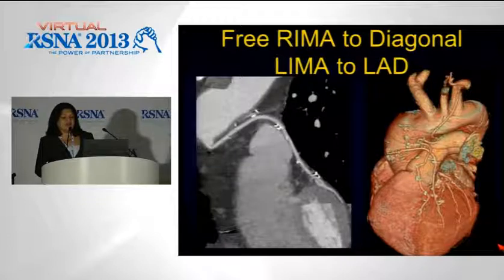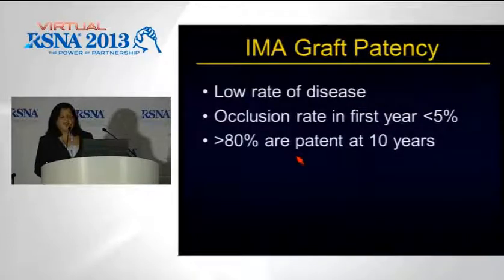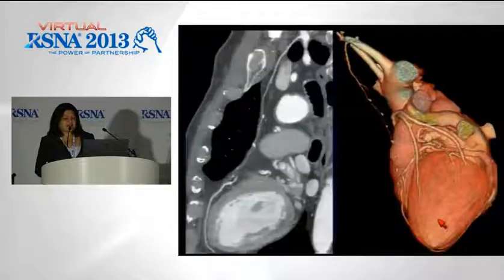But I have seen this happen in patients where when the LIMA is occluded, they can use a RIMA branch. The downside of this in patients that are diabetic is that when you're using both internal mammary arteries, diabetic patients can sometimes develop necrosis of the sternum. So they don't usually like using both internal mammary arteries. So the internal mammaries have a low rate of disease. The occlusion rate in the first year is less than 5%, and more than 80% are patent at 10 years.